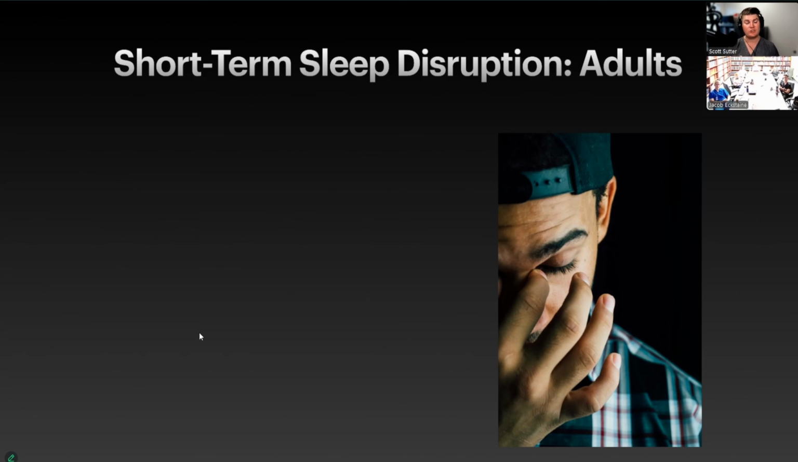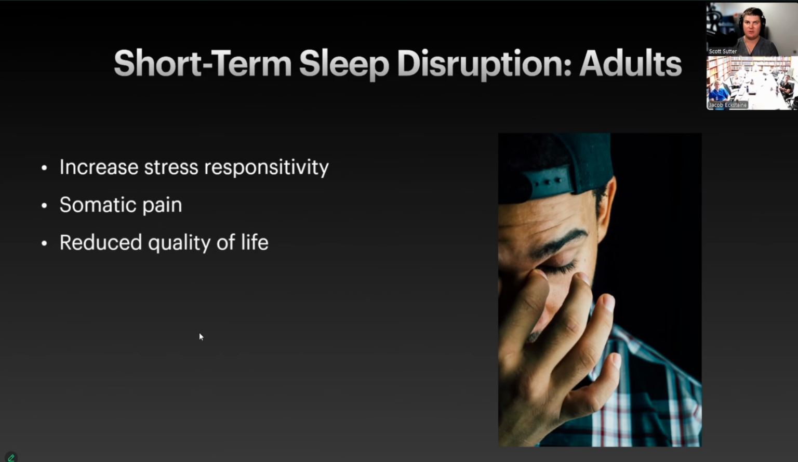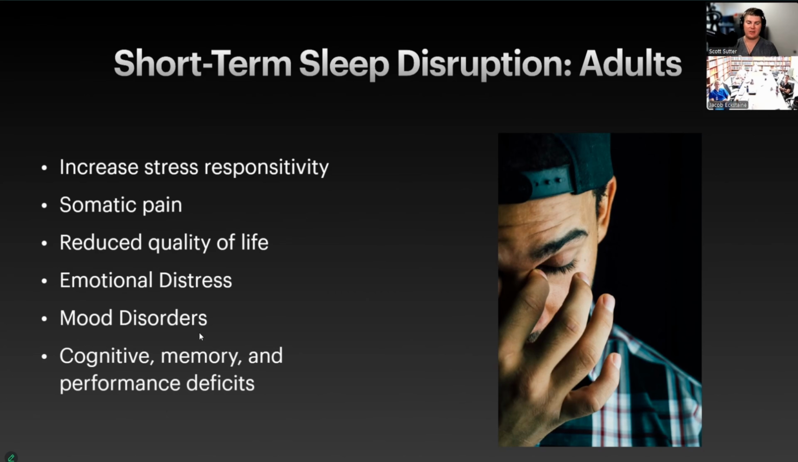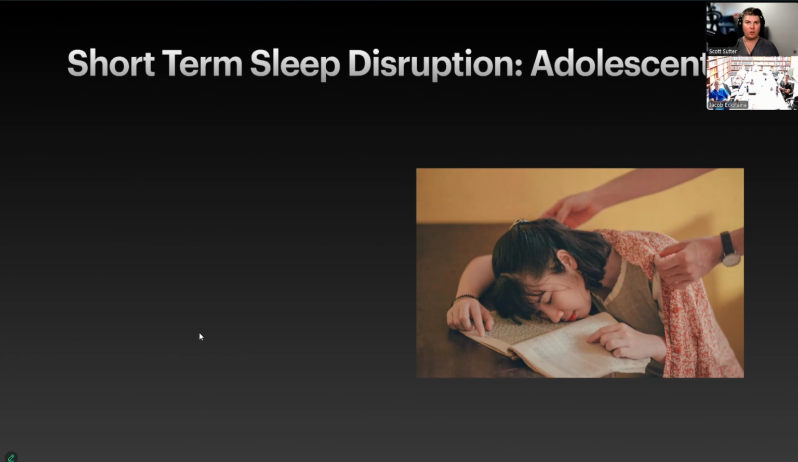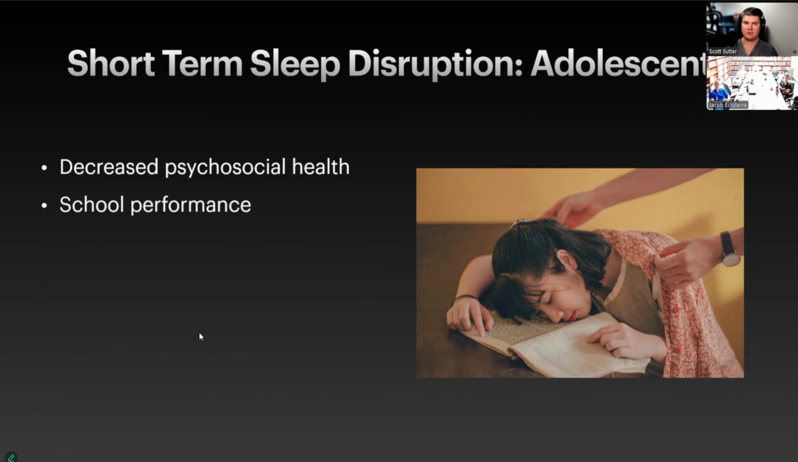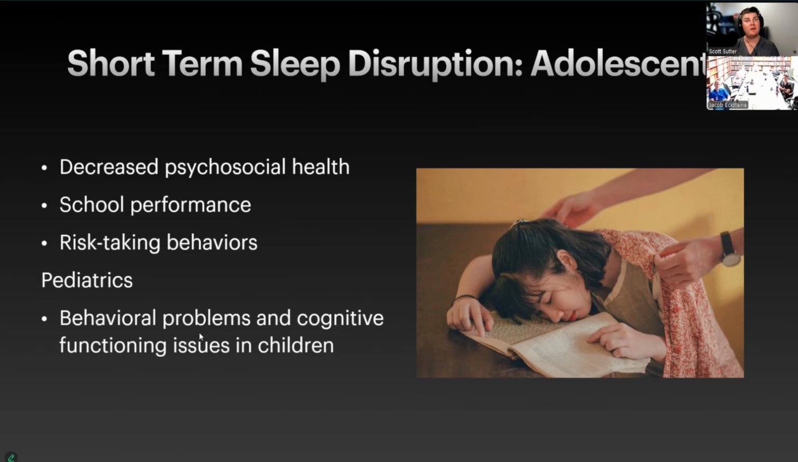For short term, which can happen when people are in a lot of pain, you see things like they're going to be more stressed. They're going to have somatic pain deep down inside. They're going to have the reduced quality of life, which we know. They're going to be in distress. They're going to be pissy and angry with you. And they're not going to be able to remember all of these things. In kids, you still have these same problems. They're not going to be as healthy psychosocially. They have issues in school. They're going to take risks. In pediatrics, which is interesting, you're going to have behavioral problems and issues with cognition.